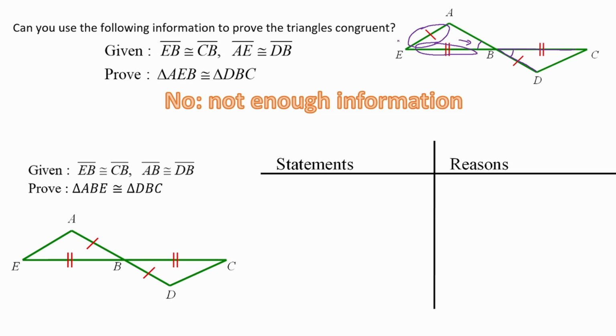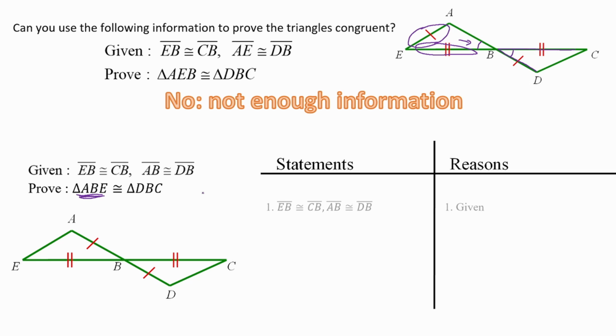Let's look at an example where we change it a little bit, and we have a similar scenario here. However, I've moved one of the congruence relationships. So in this case, we're given that EB is congruent to CB, and AB is congruent to DB, and our goal is to prove that the two triangles are in fact congruent. A quick note: in your notes, I believe this part is labeled AEB, and that's a typo. It should say ABE in your notes, so I apologize for that.